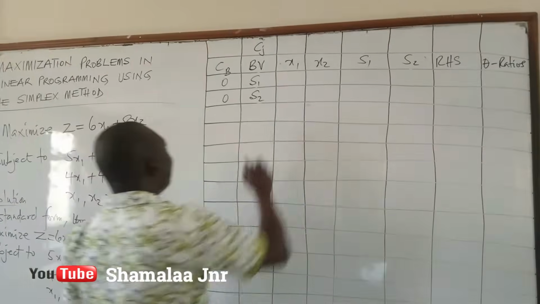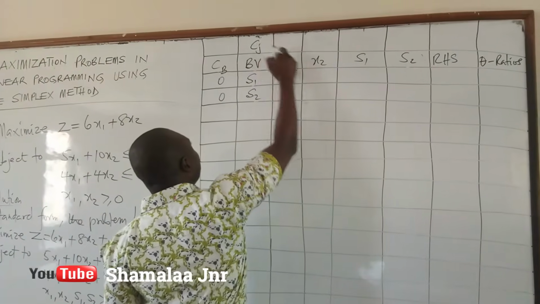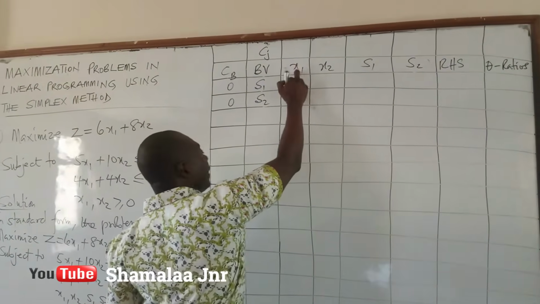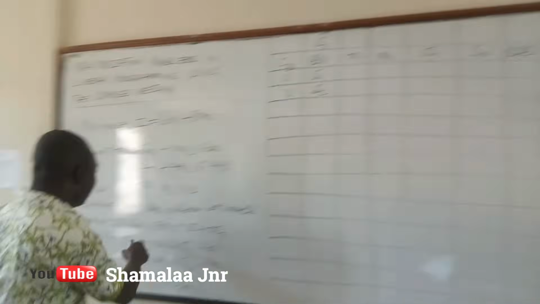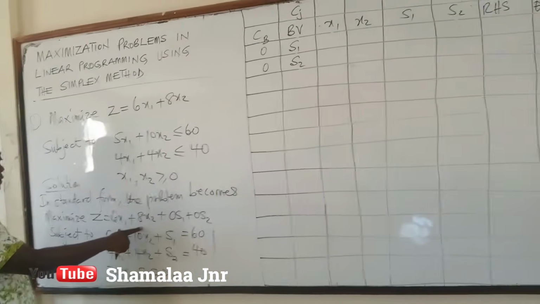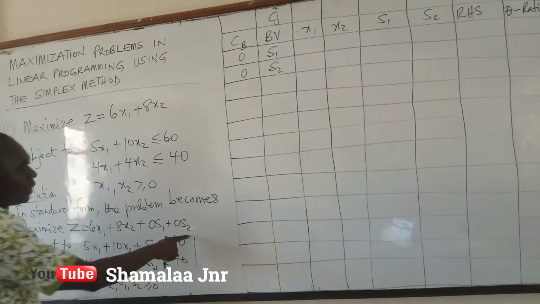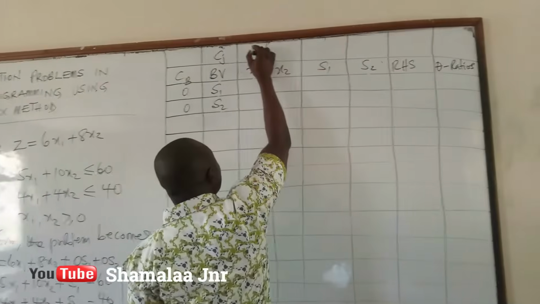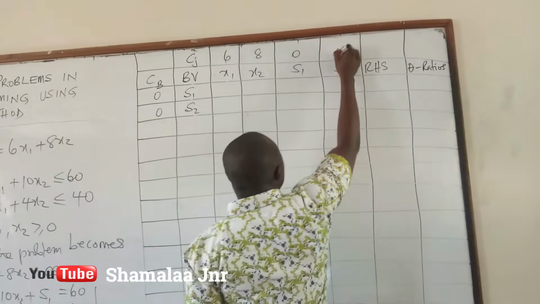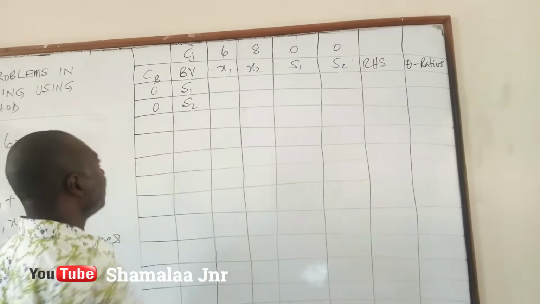Now you go back here, Cj, the coefficient of all the variables in the objective function. So the coefficient of x1 in the objective function is 6. And the coefficient of x2 in the objective function is 8. And that of s1 is 0, s2 is 0. So you write these here, 6, 8, 0, 0. And then you come down here.